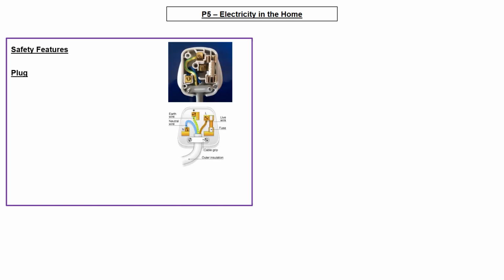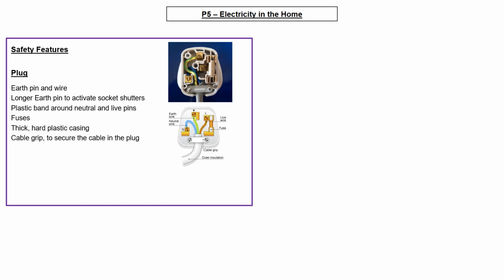P5, electricity in the home. First of all, we need to have a look at the safety features of British plugs. So here's a British plug. You hopefully have seen one of these and have actually taken one apart and put it back together. It's got an earth pin and wire.